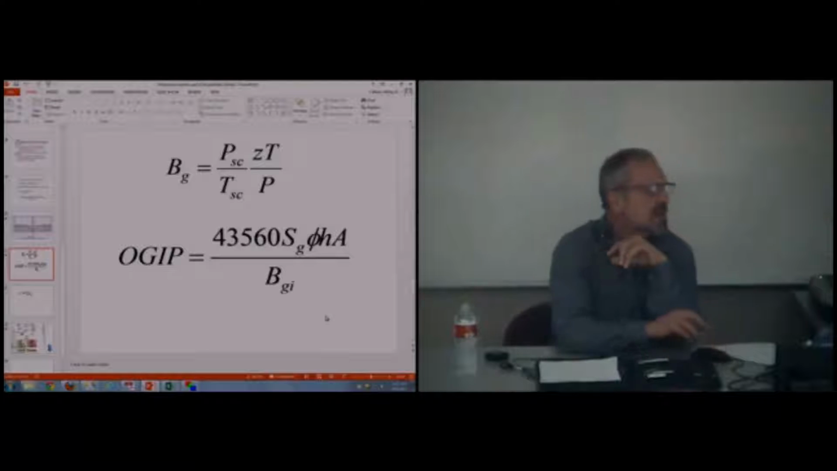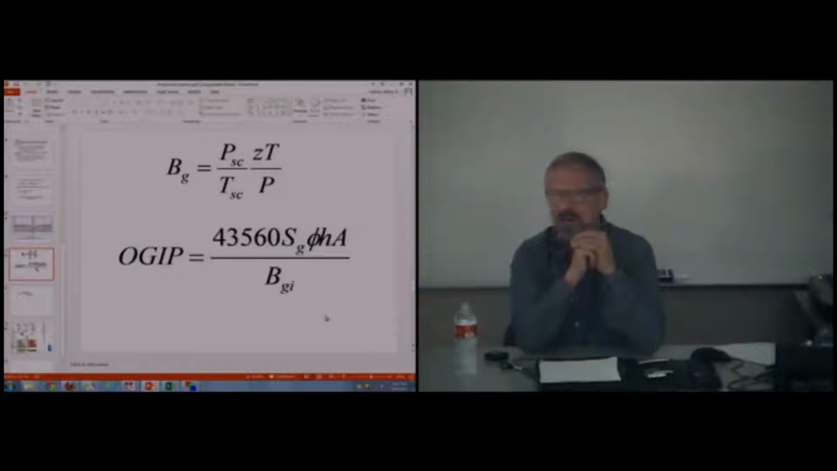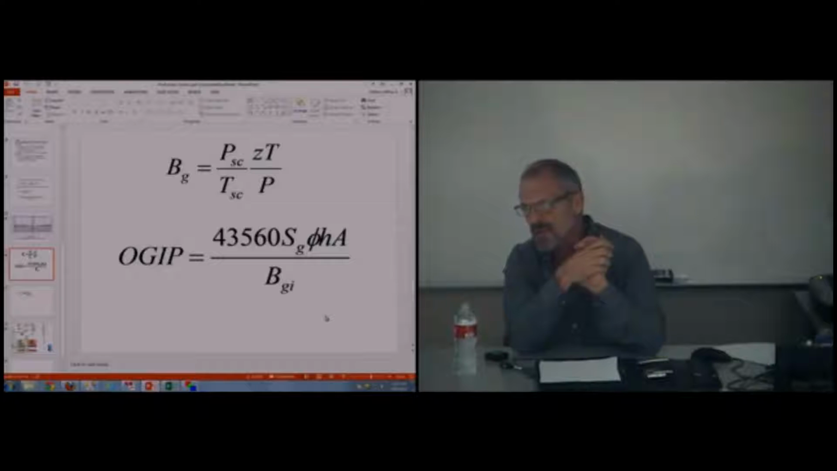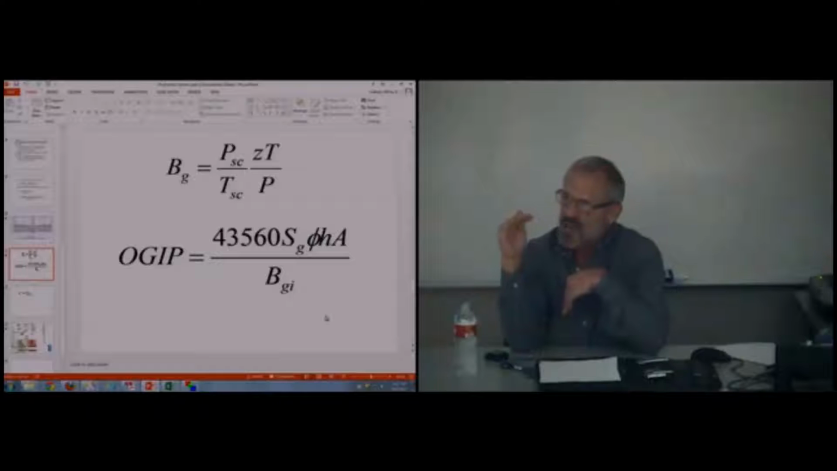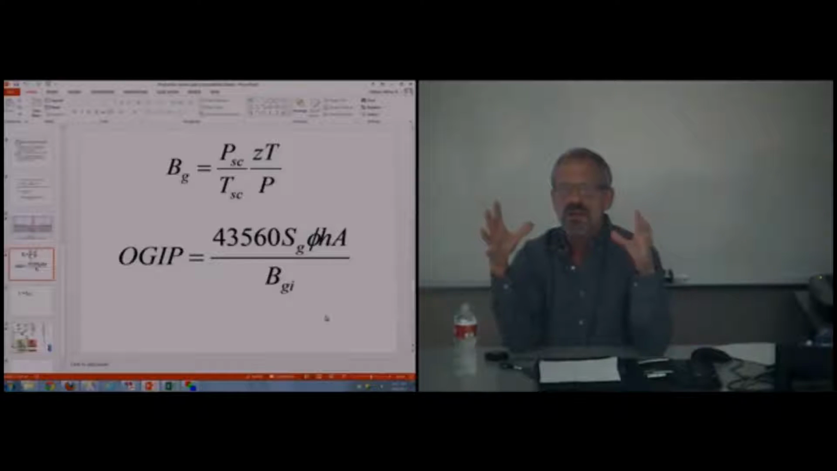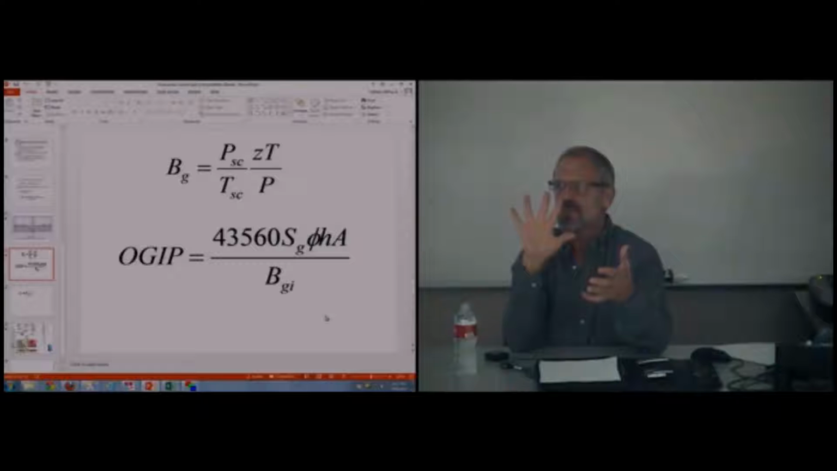H is what? Thickness, or formation height, okay? Now, I kind of started with what's inside the rock, now we're working on the bulk volume. A is what? Area, okay? And what is 43560? Square feet in an acre, okay? So if my area is in acres, 43560 just converts it to square feet. And if H is in feet, I have cubic feet. So that gives me a bulk volume.